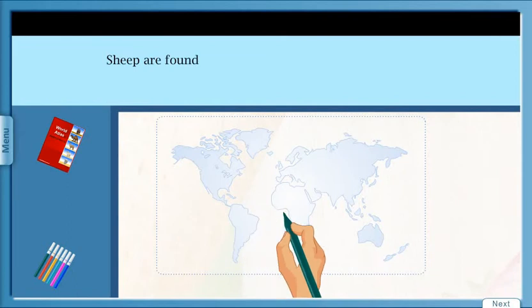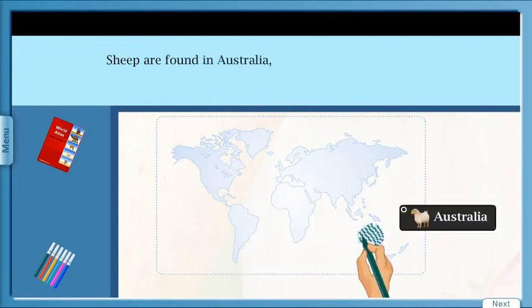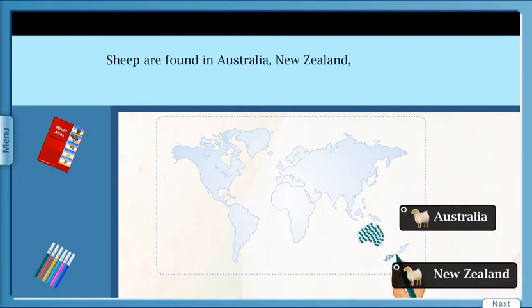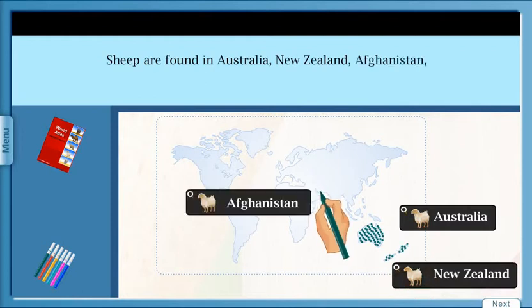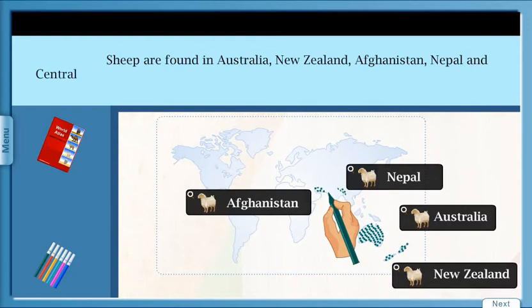Sheep are found in Australia, New Zealand, Afghanistan, Nepal, and Central Asian countries.